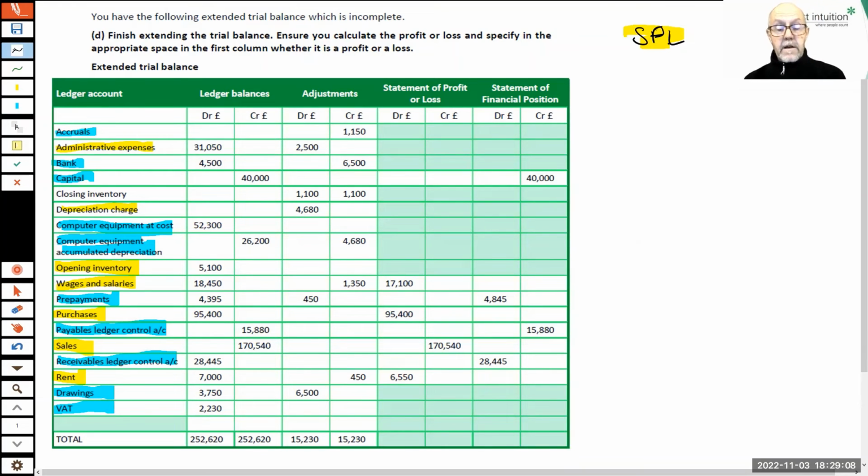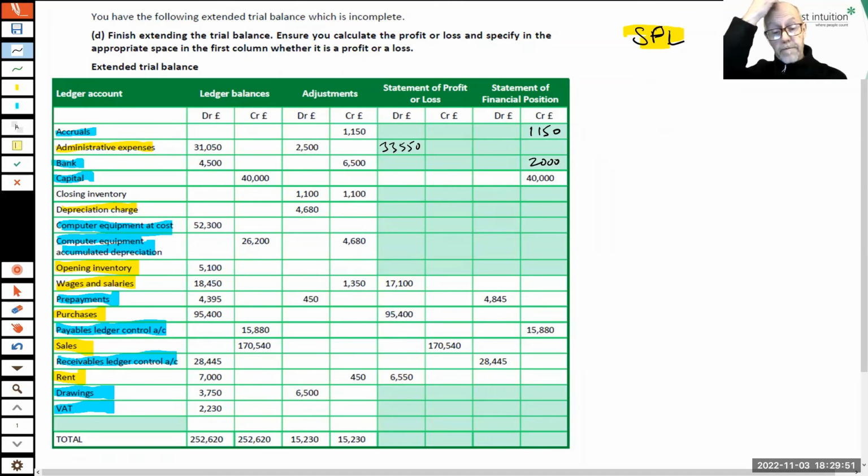So accruals, going to go over to statement of financial position, and we can see that the balance is on the credit side. Admin expenses, statement of profit or loss. And again, they're both debits, so we simply combine, 33,550. Bank, we started with 4,500 in the bank. There is a minus 6.5 adjustment. So bank, sure enough, the overall balance there is a credit.